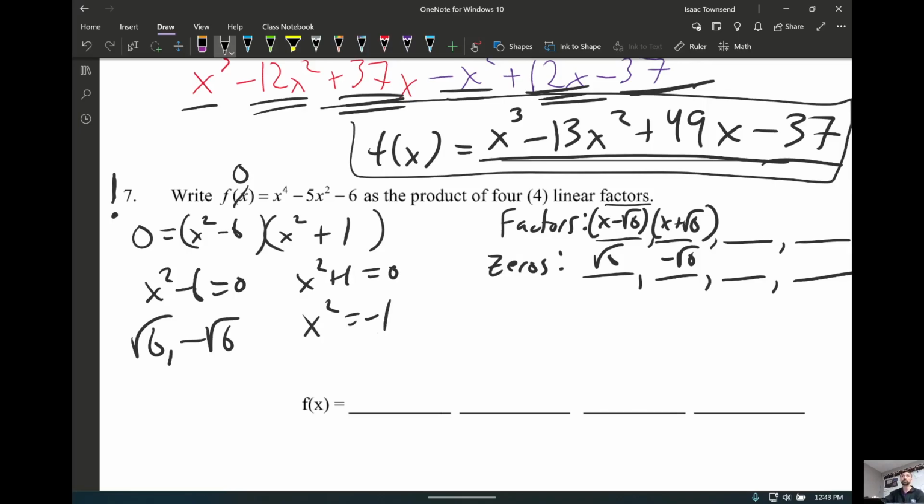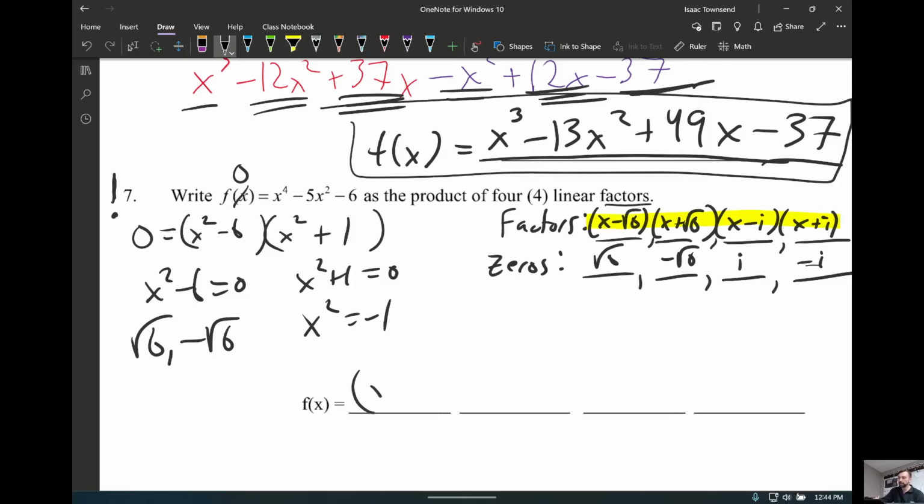And then I could set this factor equal to 0 and solve. Make sure you remember the square root of -1 is i. Plus or minus when you square root both sides. Also, imaginary zeros come in conjugate pairs. You can't have 0 plus i without a 0 minus i. And then do x minus each of those to change them into factors. And then there you go.